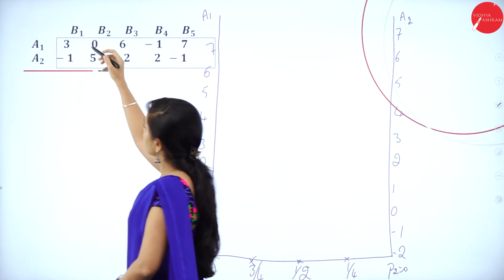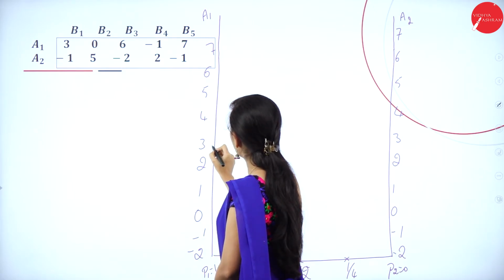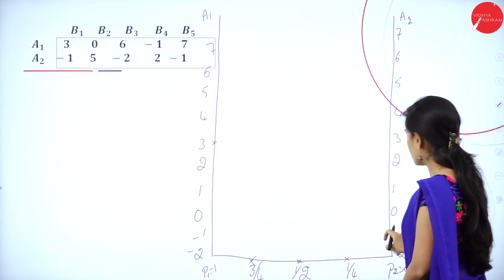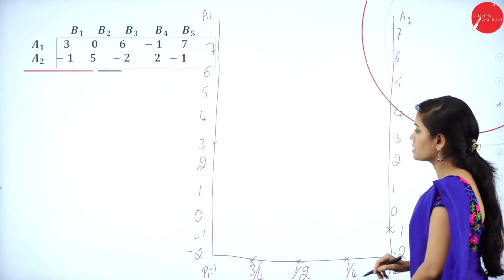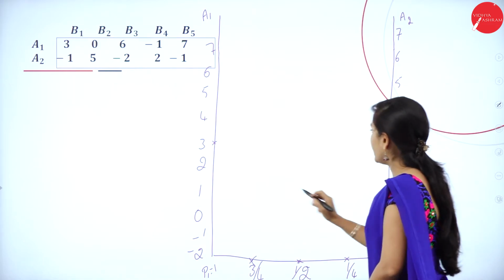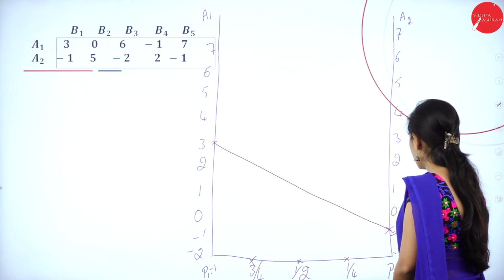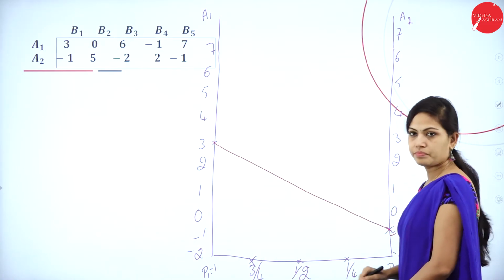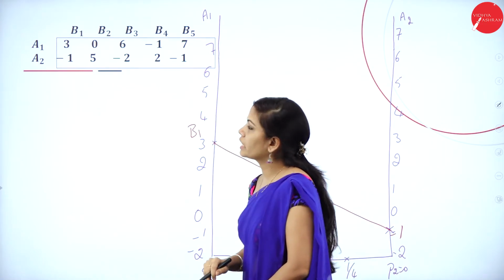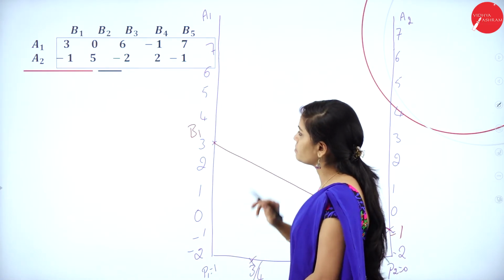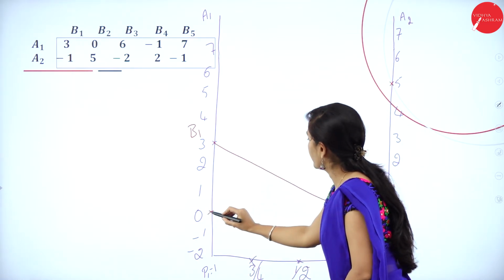So the first point is B1, whose points are 3 and -1. So +3 and -1. So this is -1. You just join these lines. Join this 3 and -1. This is -1 and 3. So this point is B1 and the second point is 0 and 5, that is B2. So join this 0 and 5.